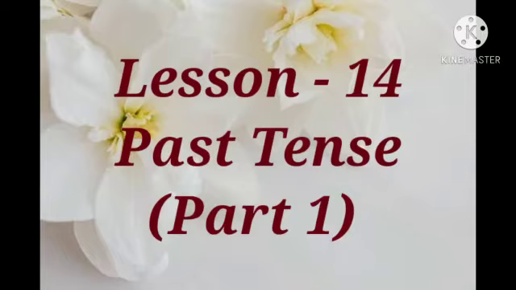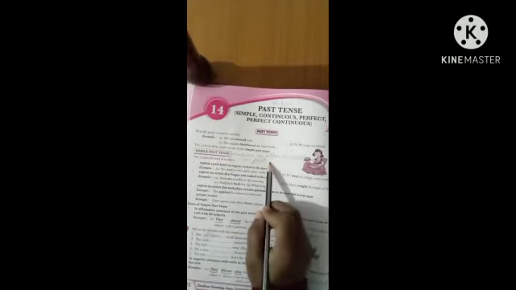Today we'll take lesson 14, which is past tense, of our English grammar book. Now, children, the chapter is about past tense. And what is past tense? Past tense is a tense which expresses an action completed in the past, the time which has gone. So it expresses an action that is completed in the past.